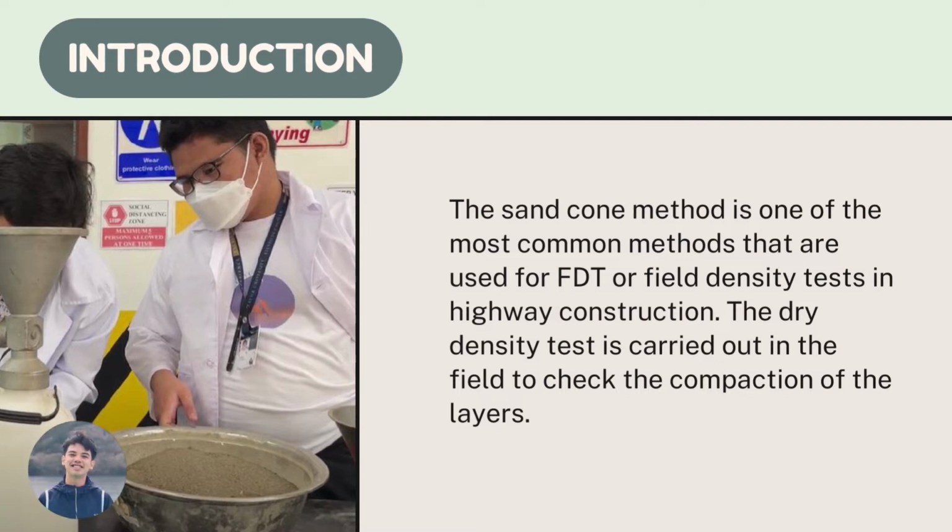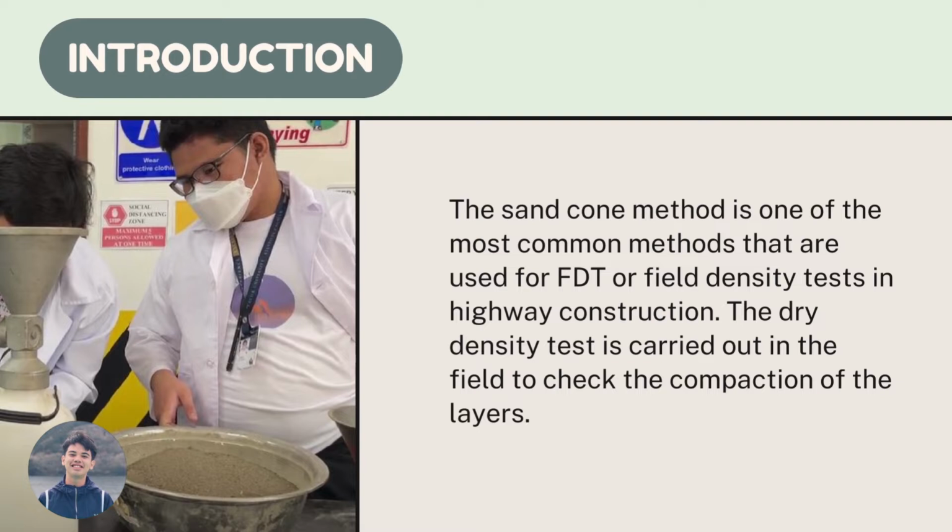The sand cone method is one of the most common methods used for FDT, or field density tests, in highway construction. The dry density test is carried out in the field to check the compaction of the layers. The two main objectives of this experiment are to determine the density of compacted soils and to figure out the in-place density of natural soil deposits, aggregates, soil mixtures, or other similar materials.